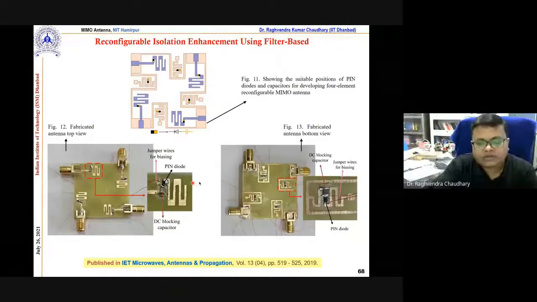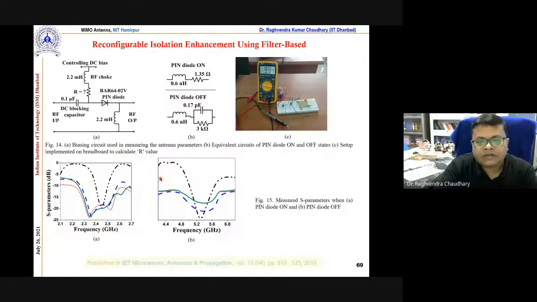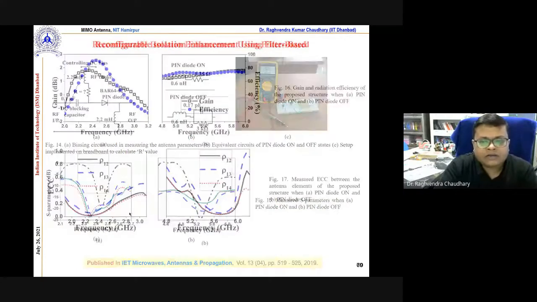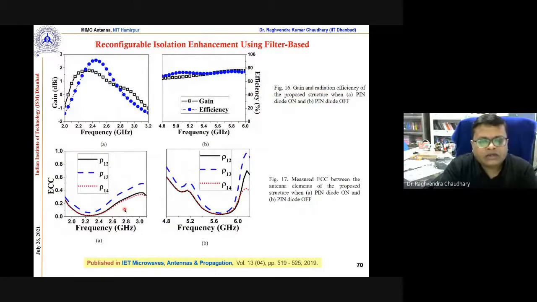So here you can see this is the PIN diode we placed, and here we have the DC blocking capacitor, and we have to bias it properly. This is the circuit here, and these are finally the S parameters. We have seen the gain and S parameters, everything is fine. Efficiency is around 75%. Active antenna numbers are not bad.